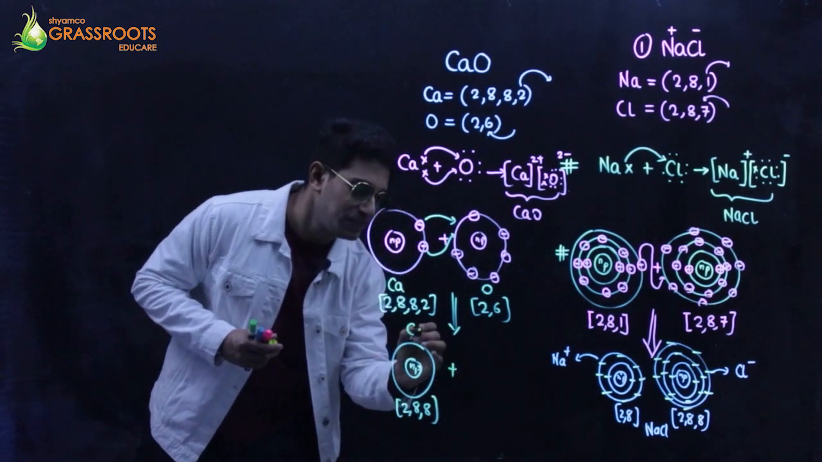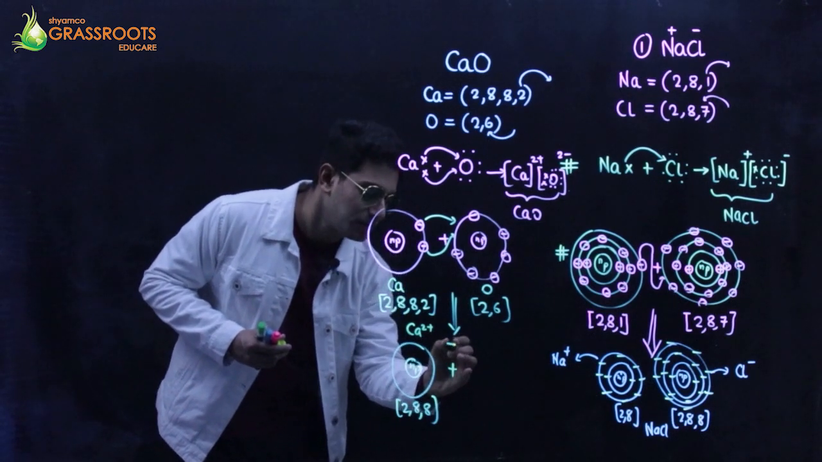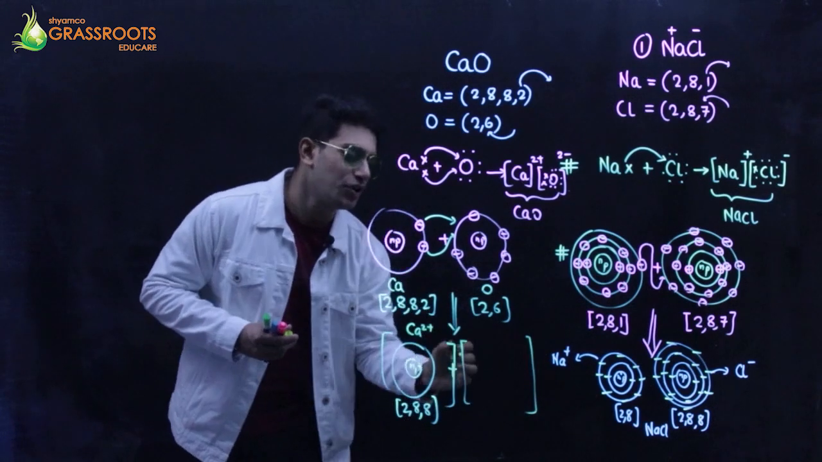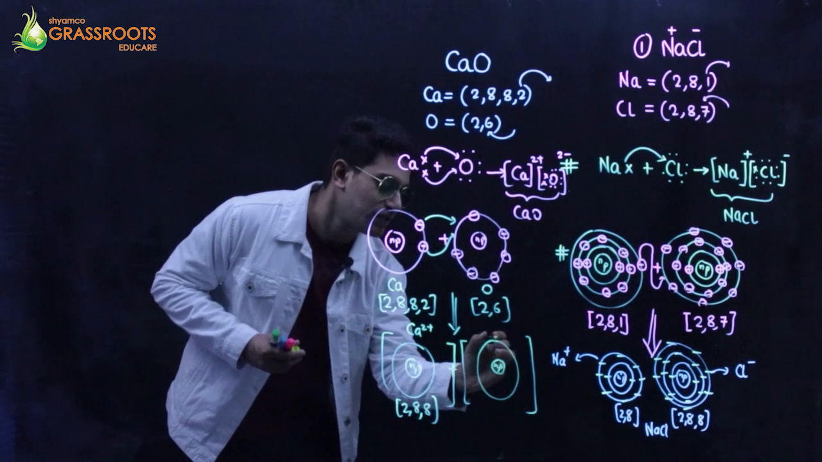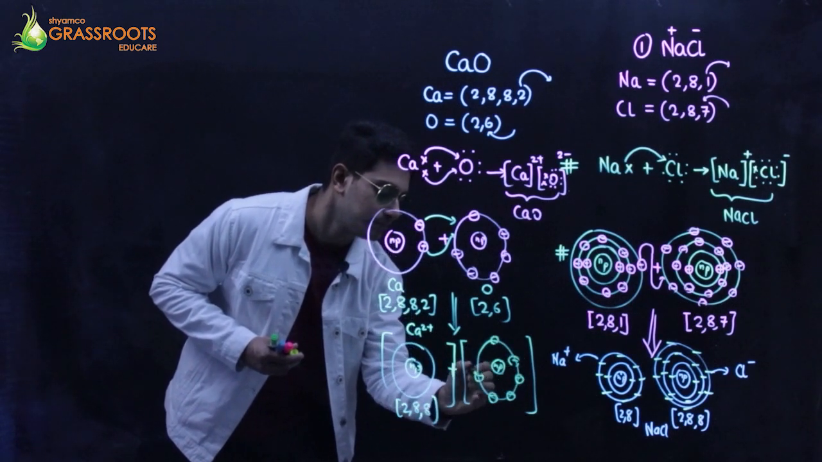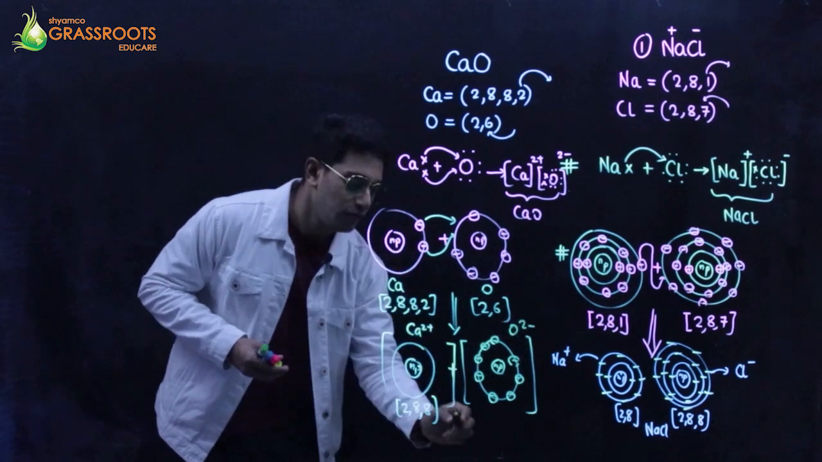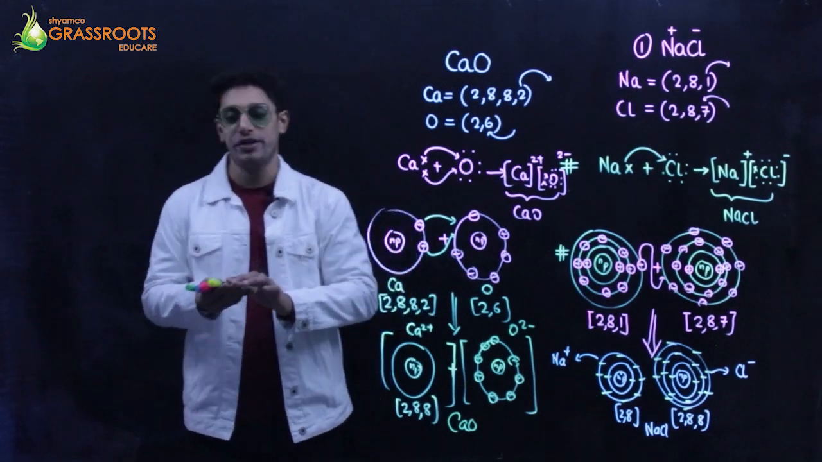It has attained a configuration very much similar to argon. This is going to be Ca 2 plus, and you can put a bracket here and a bracket here. Here is going to be oxygen. In the outermost shell there are now 8 electrons, stable. This is oxide 2 minus, forming together calcium oxide. So this was about ionic bonding.